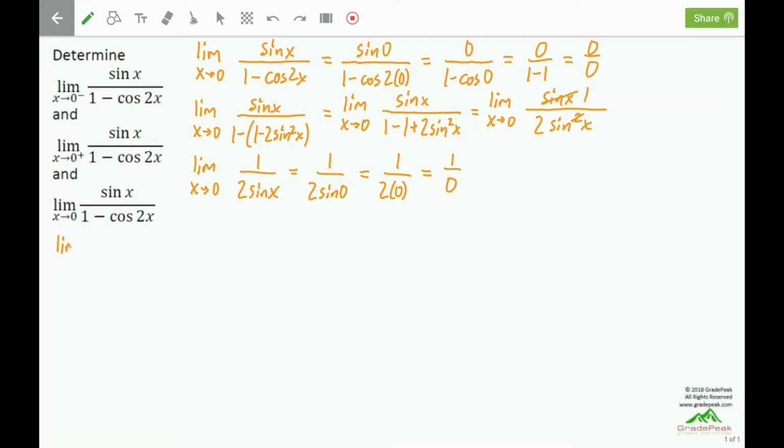We have the left-sided limit indicated by the negative superscript on the 0, of sine of x divided by 1 minus cosine of 2x, the original. And we have the right-sided limit indicated by the positive superscript on the 0, also of the sine of x over 1 minus cosine of 2x, the original.